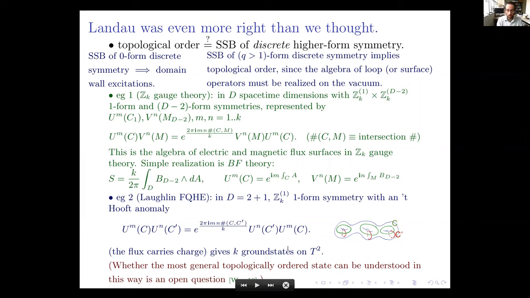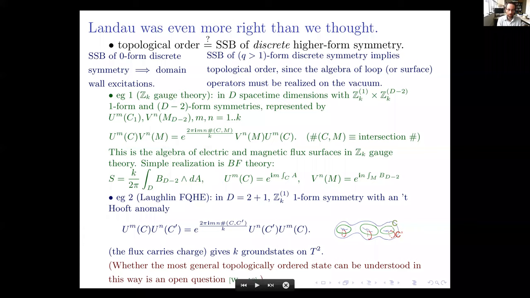And so, actually, we don't know how to describe the most general topologically ordered state in this language, but I think it's really just a matter of figuring out how to say it. It's sort of by definition that this is a description of topological order.